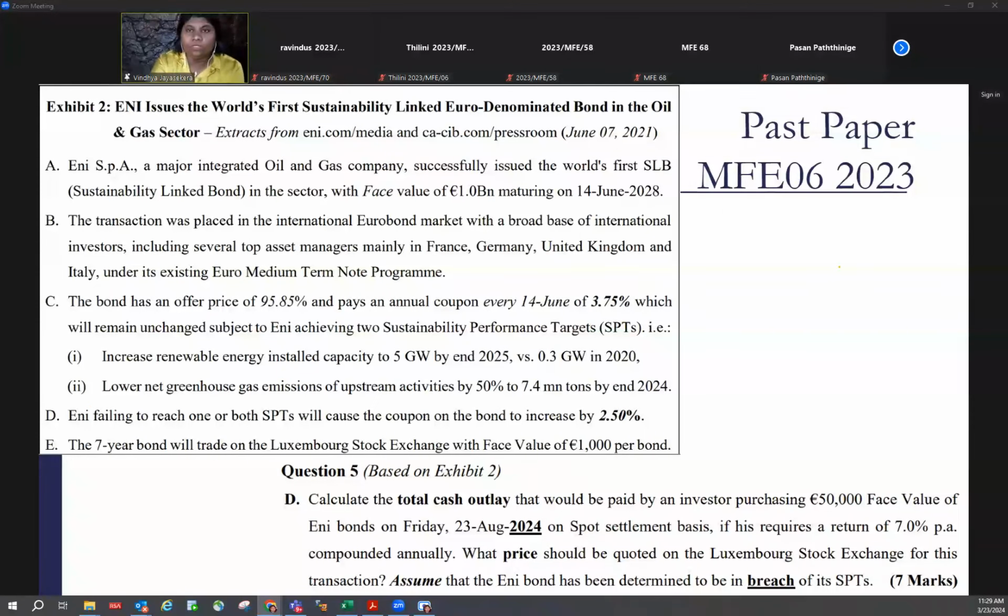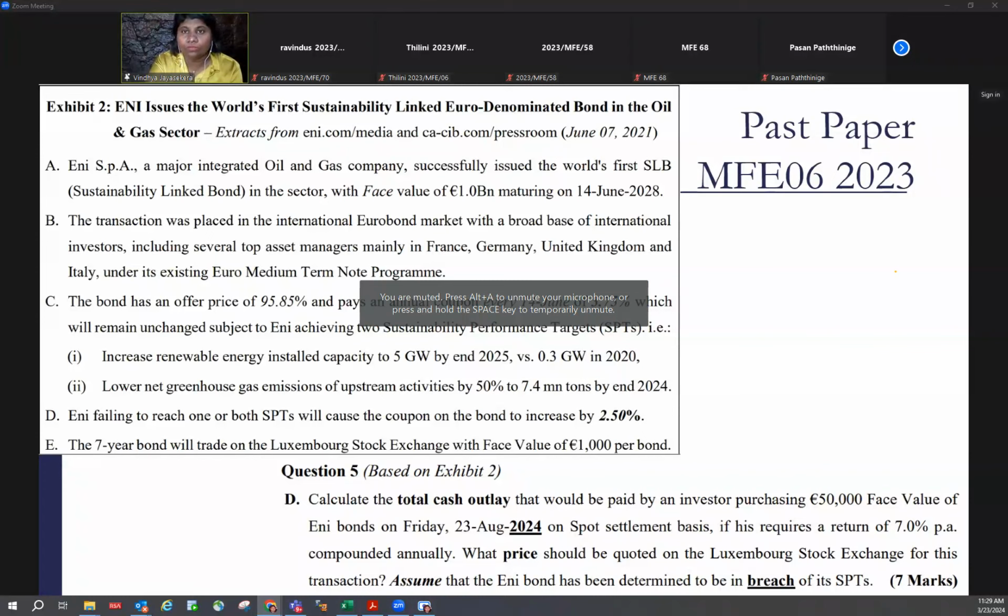Your papers are scenario based, right? In the sense that there is an unseen case study that's given before the paper. And then you have the questions that you answer based on that case study, right? So this is the case study that is applicable to this question.